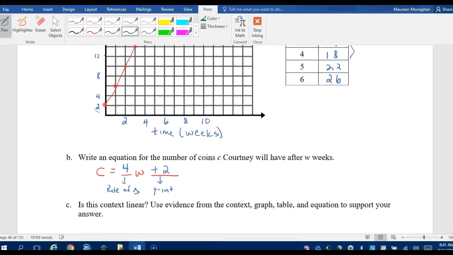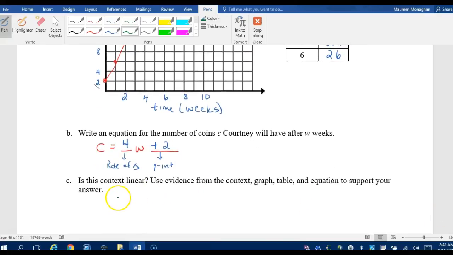Okay. Is this context linear? Use evidence. All right. Well, sure it is. Let's go ahead and do. Yes, because our graph, it's a line. That's what we're looking for. The context, that's our story, is she adds 4 each week. Remember I talked about that? Each week, per something. Those are important. It's a constant rate of change.